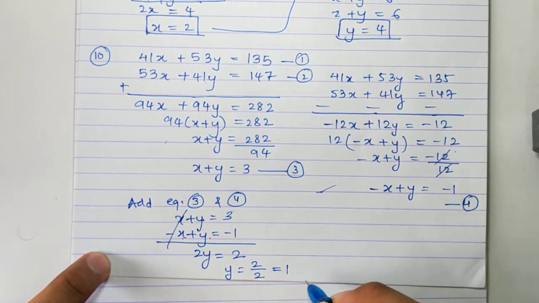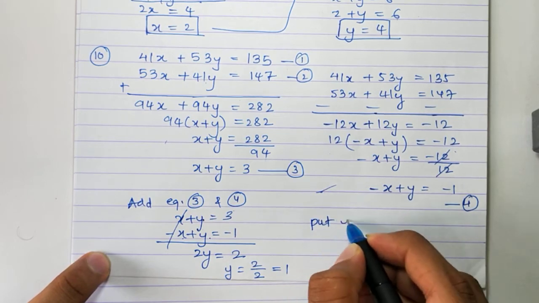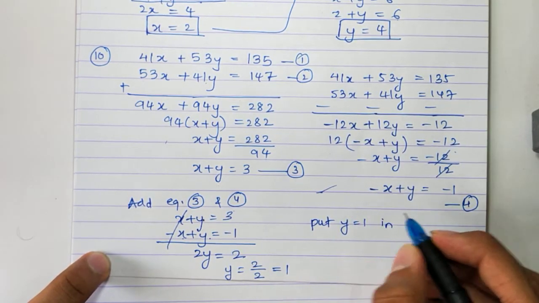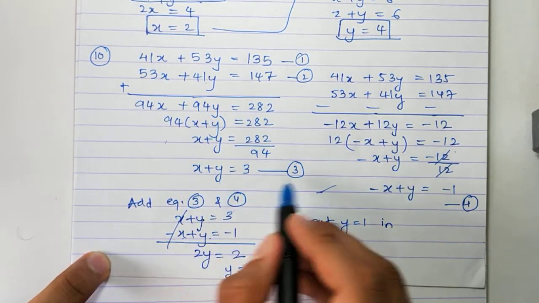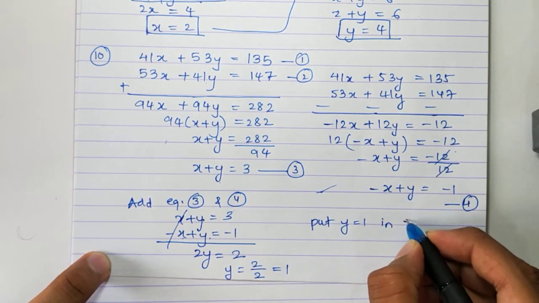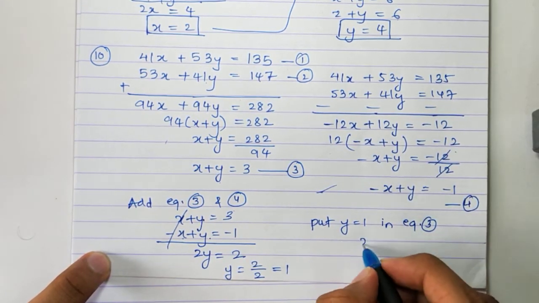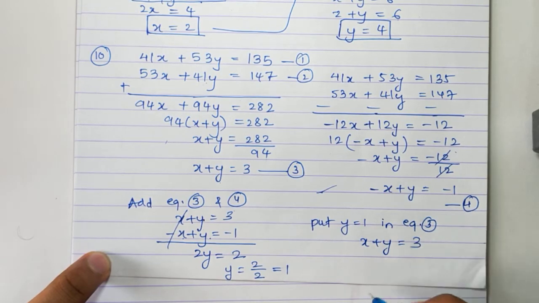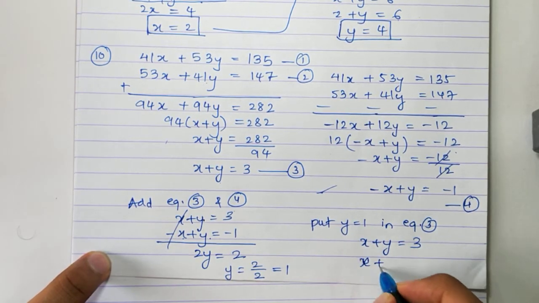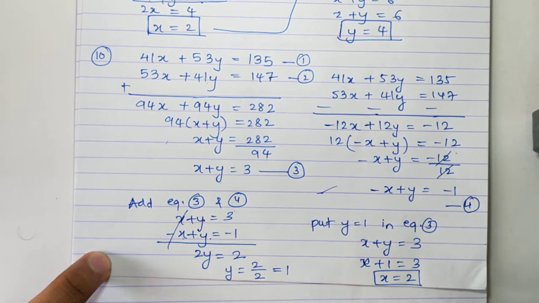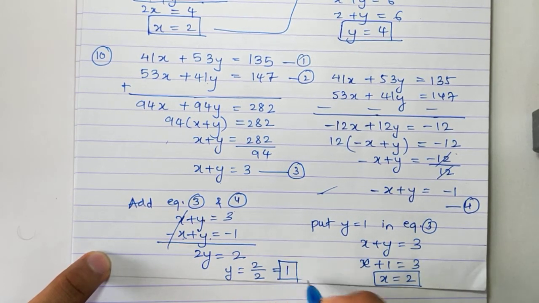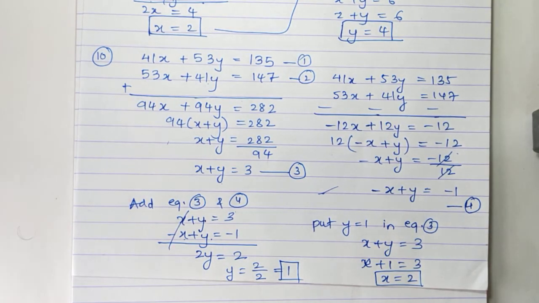Once you have y is 1, put y equals 1 in any of these equations. Let's say I put it in equation 3, that is x plus y equals 3. So x plus 1 equals 3, so x equals 2. y is 1, x is 2. This is how the sum will be done.